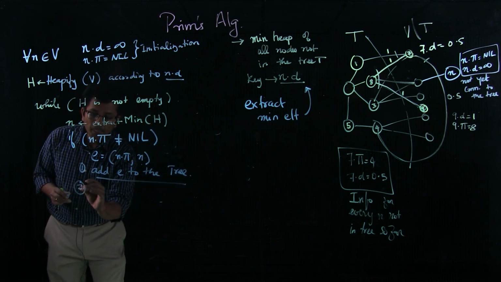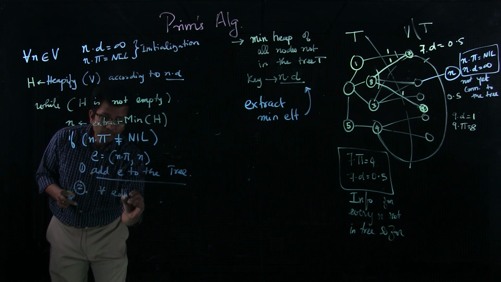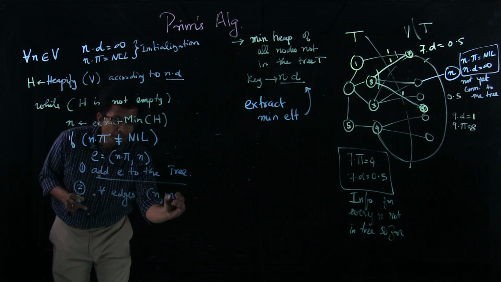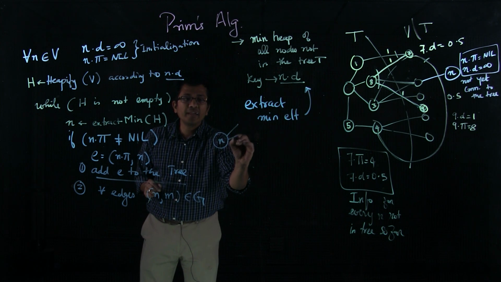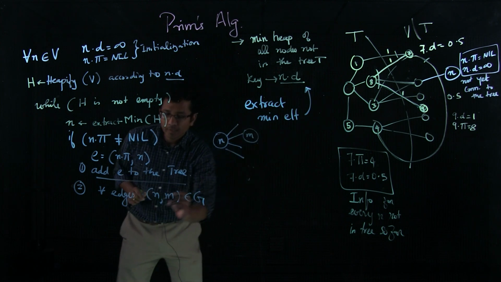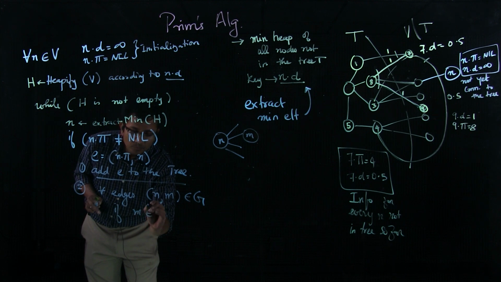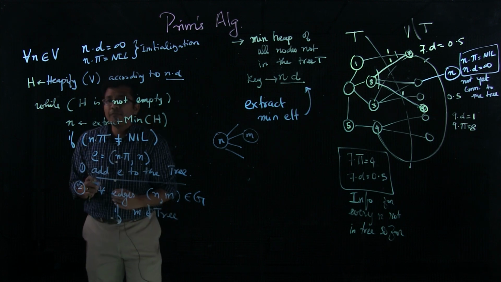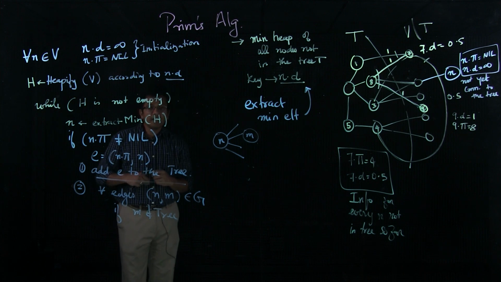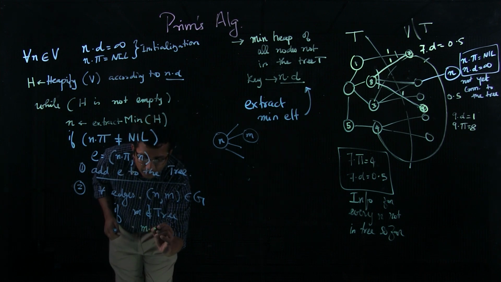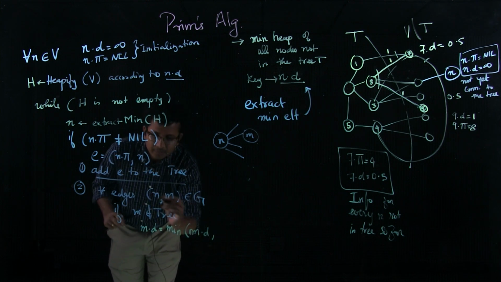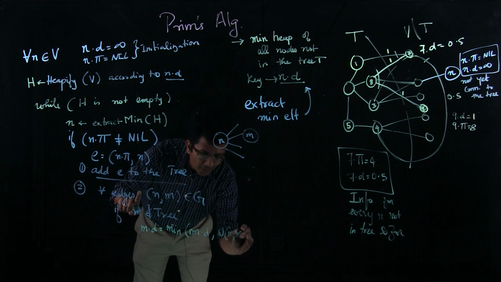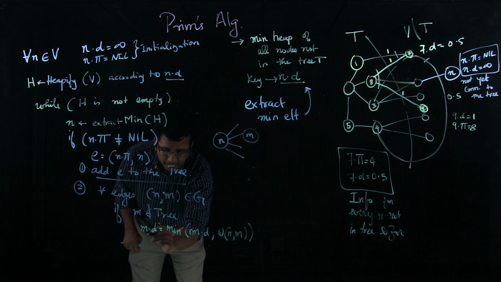Number 2, for all edges from n to m in the graph. So go from n, the node that you just added to the tree, to all outgoing edges to m. If m is not in the tree, so if m has not yet been inserted into the tree, what do you do? You say m.d equals the minimum of m.d and the weight of this edge from n to m. Okay, and based on that, update m.pi as well.